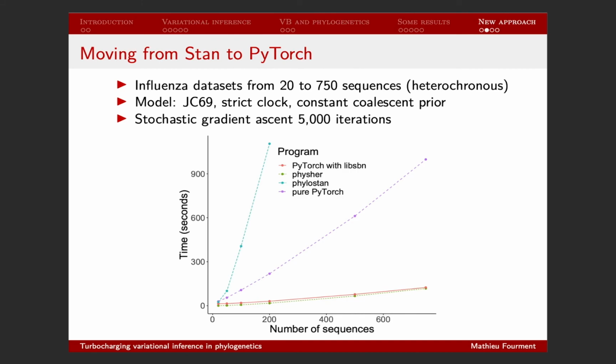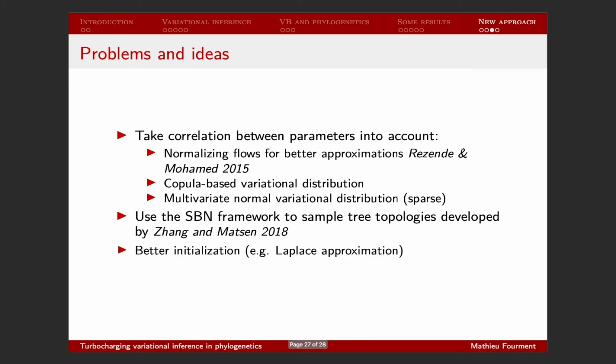And in the case of PyTorch, we calculate the gradient of the coalescent model using Python, using autodiff. So I didn't have to worry about it. With libsbn, we just calculate the gradient of the tree likelihood. So it's very encouraging, this plot.